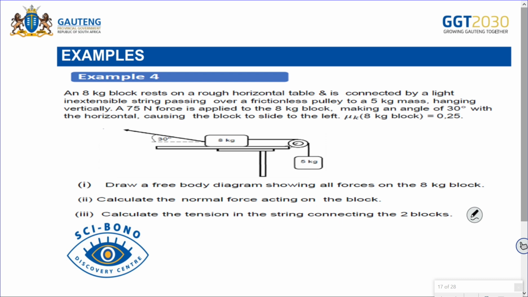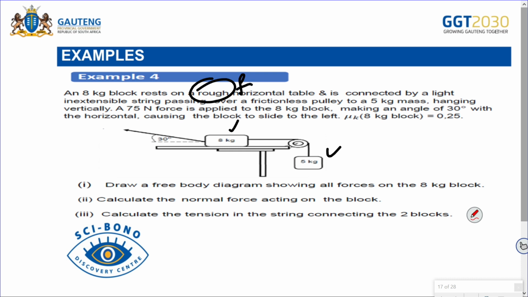Then another example here. You can see it's a two body system. You have an 8 kilogram block and the 5 kilogram mass which is hanging. So it's the horizontal plane versus the vertical plane. An 8 kilogram block rests on a rough horizontal table. Immediately when they say rough, it means that there's frictional force. It is connected by a light inextensible string passing over a frictionless pulley to a 5 kilogram mass hanging vertically.